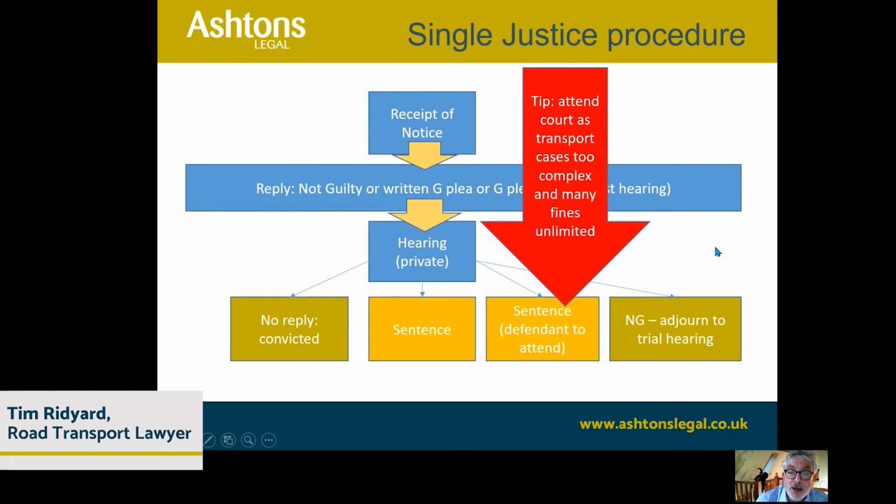My view and advice to you as operators is that if you find yourself in this system, I would opt to go to court, because transport cases are generally too complicated to be dealt with in writing. They need to be explained in detail to the magistrates. And you wouldn't be penalised by the court for asking to be dealt with in person. And you're likely to have a better outcome.